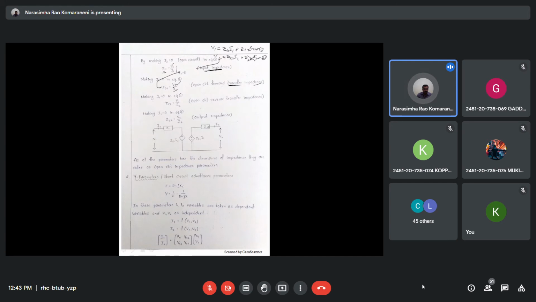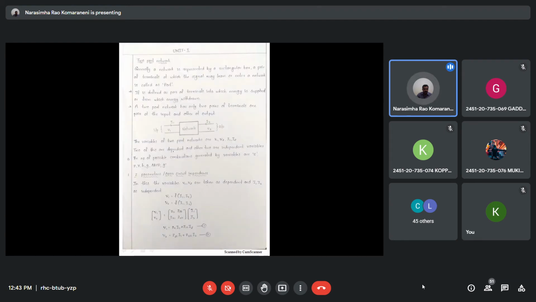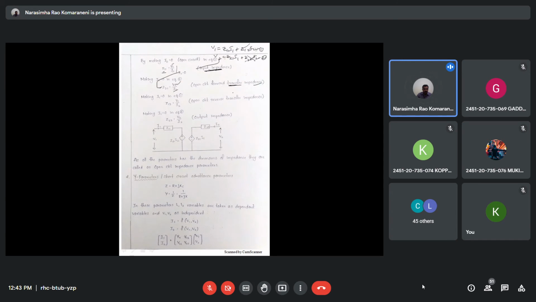Next, to find these two parameters, Z12 and Z22, we make I1 equal to 0. I1 equal to 0 means simply open circuiting port 1. If you substitute I1 equal to 0 in equation 1, this term becomes 0.